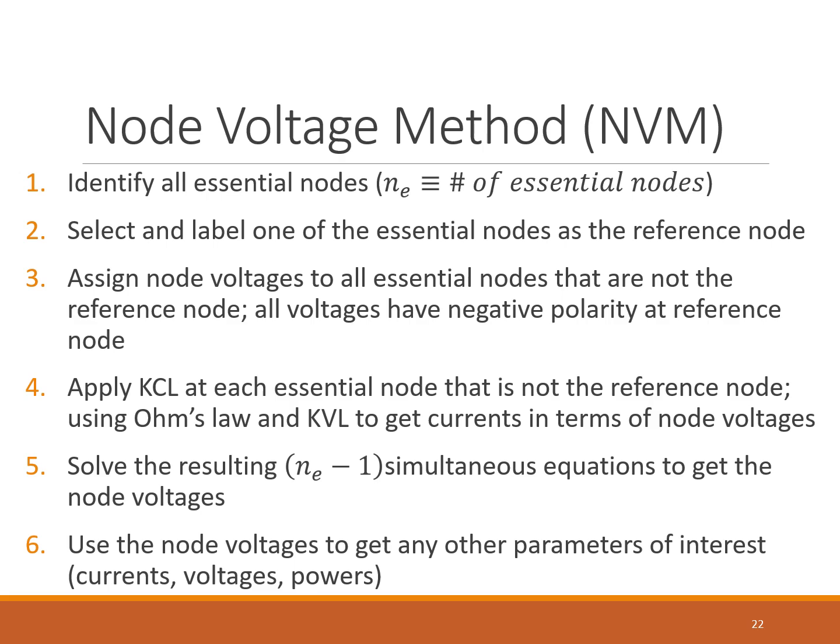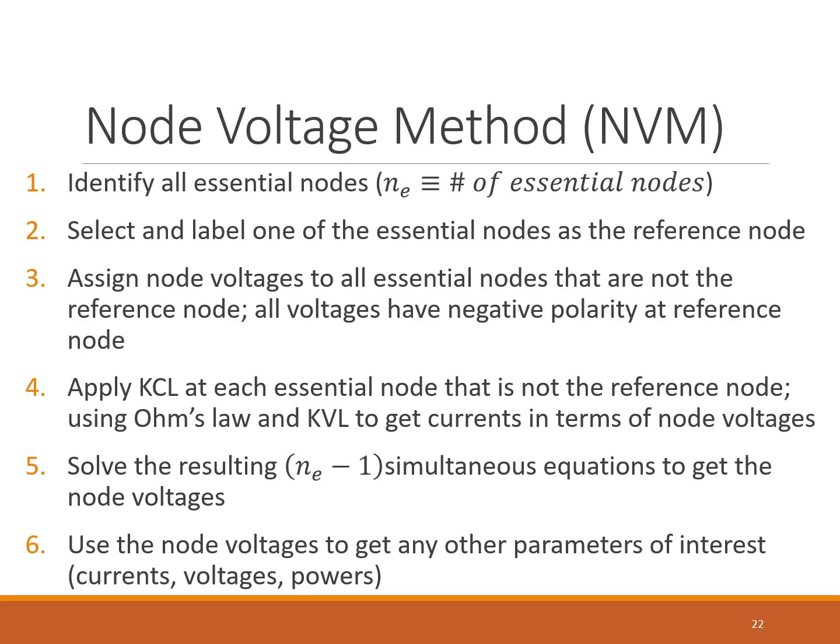So step 3, after we've assigned a reference node, we now assign our node voltages to all of the essential nodes that are not the reference node. And each of those node voltages is going to be positive at the node, negative at the reference node, or in other words, it's going to be referenced to the reference node.